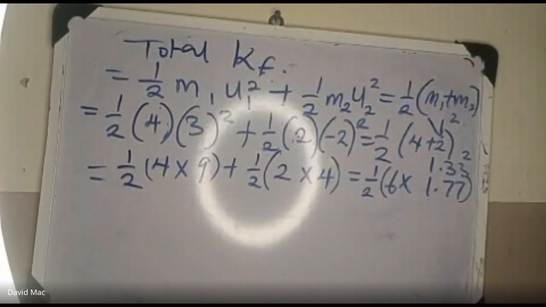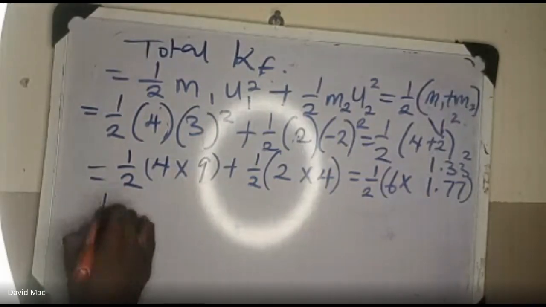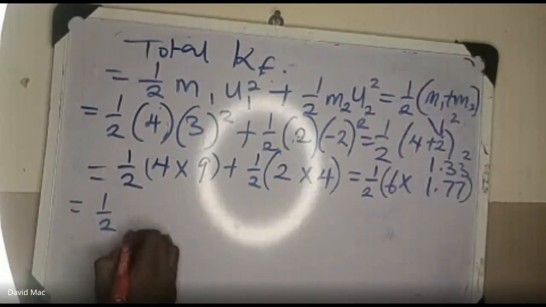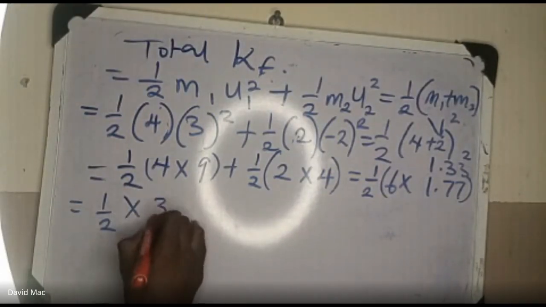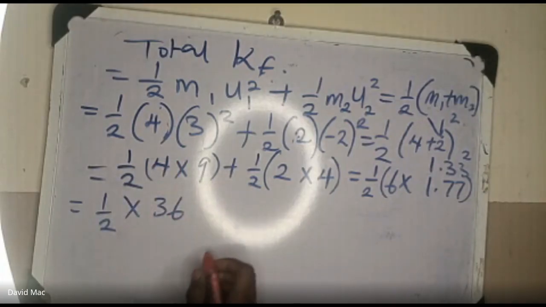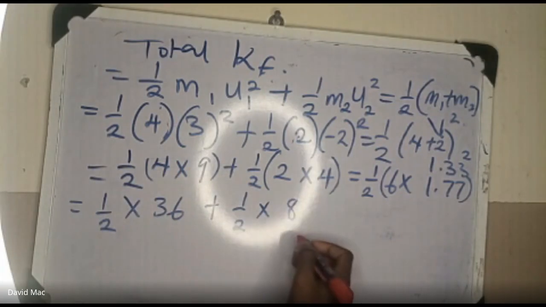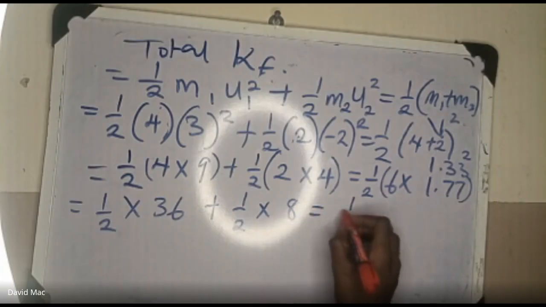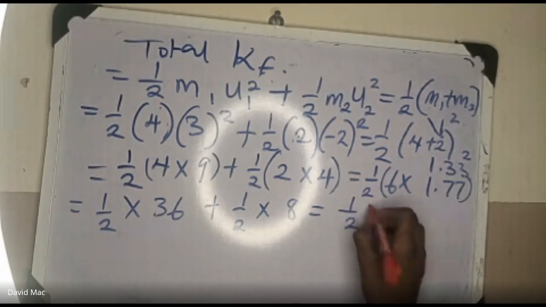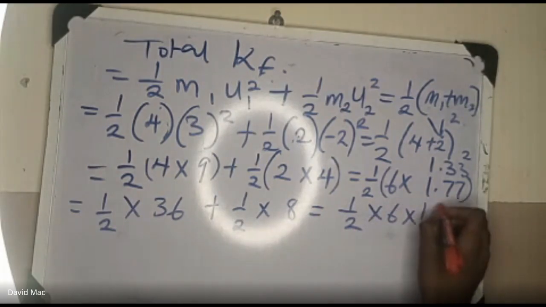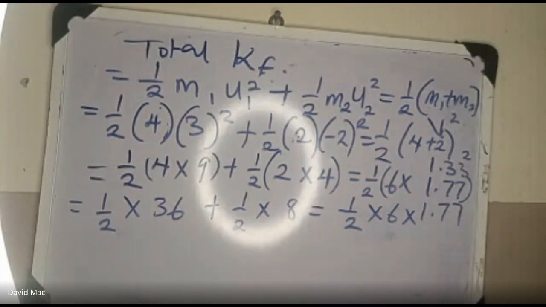Is somebody following? So what are you going to do here? I'm going to be having 1 over 2 times 36, because 4 times 9 is 36, plus 1 over 2 times 8 is equal to 1 over 2 times 6 times 1.77. Are you following? Follow the step. I said you are playing with addition and subtraction. So what do you do?